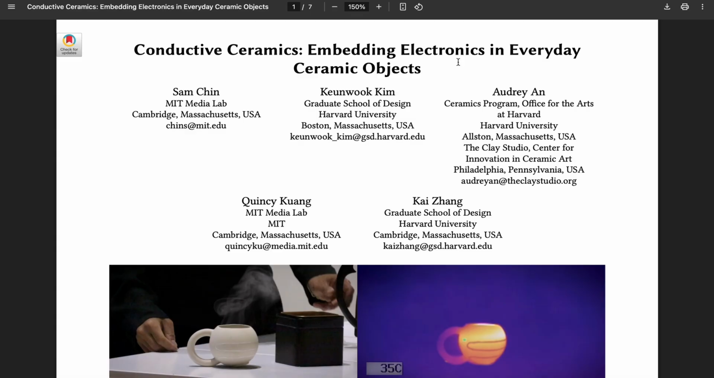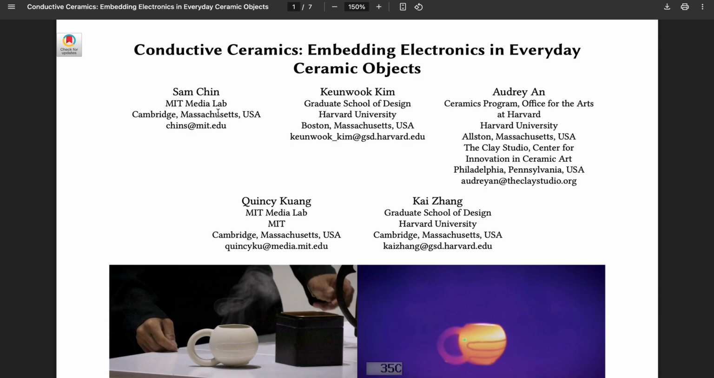Both of those were full papers, so they basically go through full peer review, and the acceptance rate's pretty low, the competition's pretty high. This paper here was late-breaking work. These are meant to be smaller contributions. They're still peer-reviewed, but not to the same rigor. They're meant to be smaller and sometimes earlier contributions. So this one was looking at conductive ceramics, embedding electronics in everyday ceramic objects.